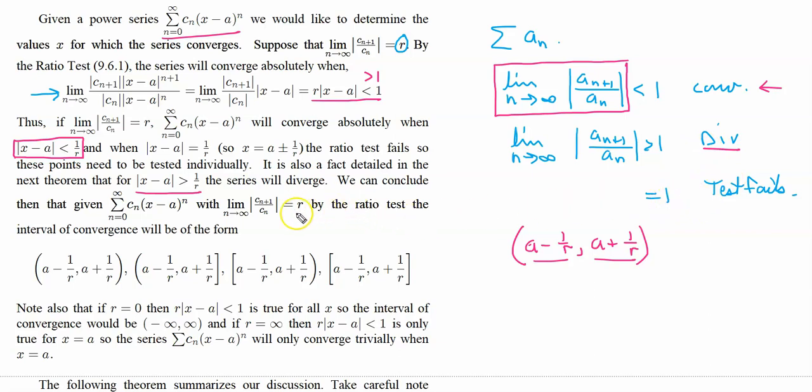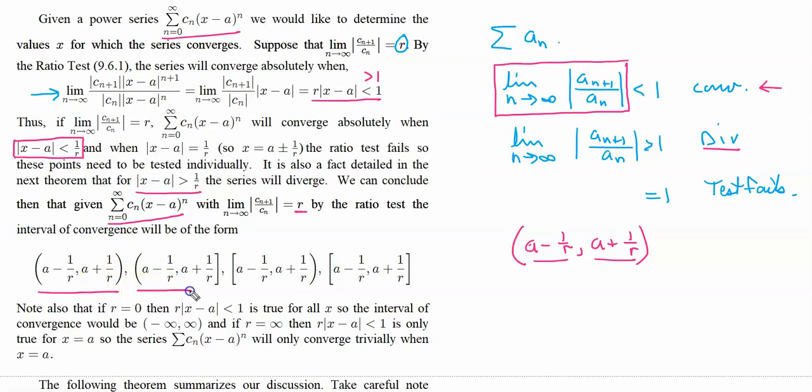Okay, so what we can conclude now is that if you're given a power series like this, and you know that the limit as n goes to infinity of the Cn plus 1 over Cn in absolute value is equal to some number r, then your interval of convergence will look like one of these. It'll either look like the open interval from a minus 1 over r to a plus 1 over r with open parentheses there. The open parentheses means that your power series diverges when x equals those two numbers, or for x equal to the endpoints of your interval.